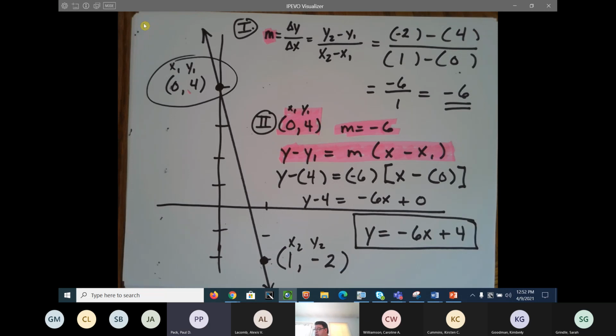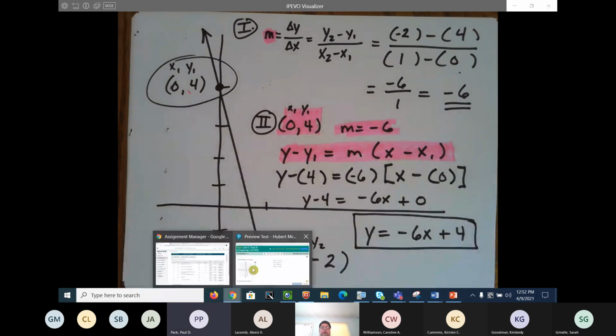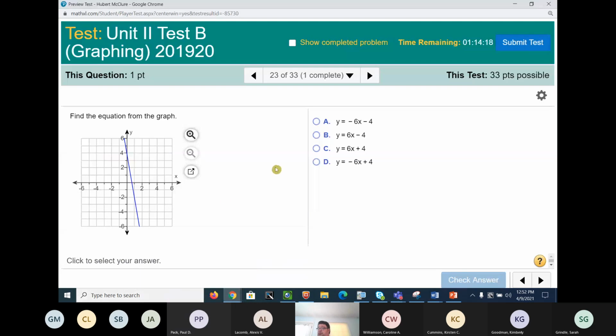Okay. So let's type that in. Okay, turn your speakers down. I hear myself. Let's see, negative 6x plus 4. I think D delta. And we feel good about ourselves.